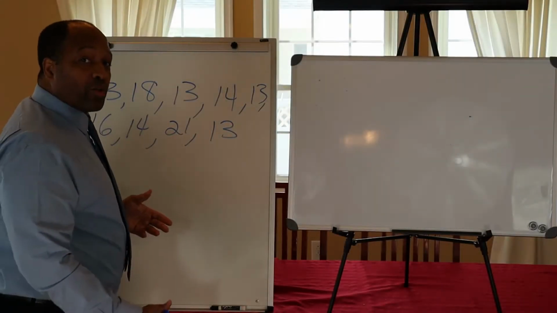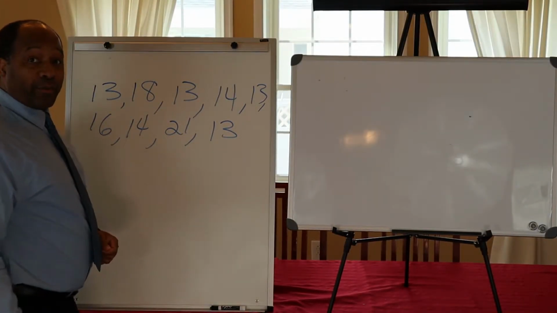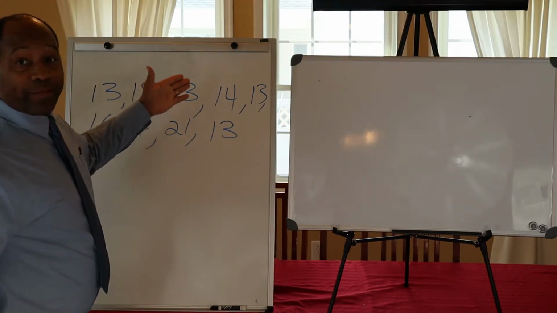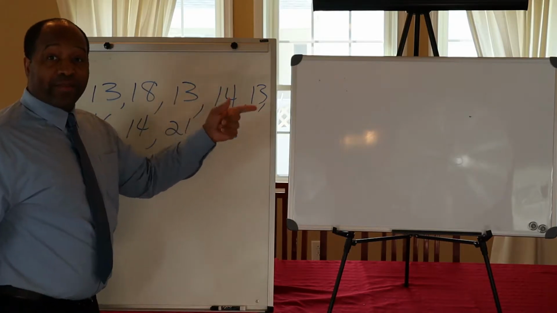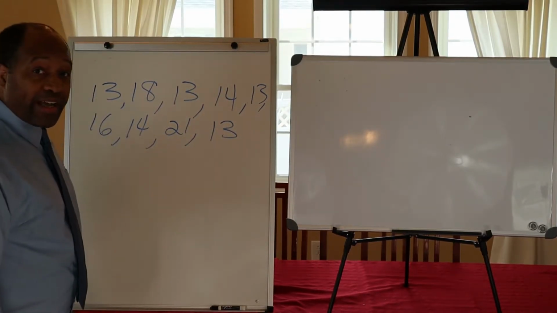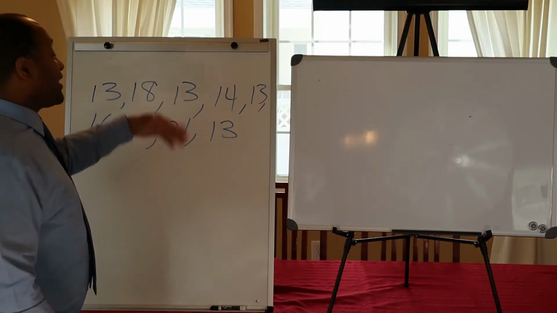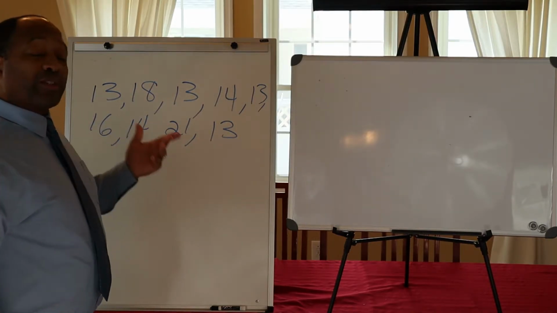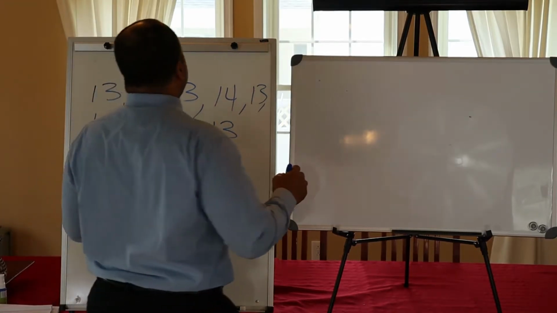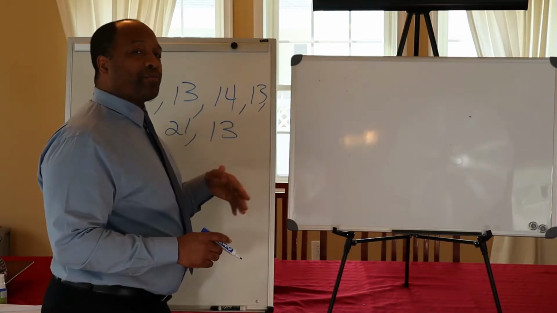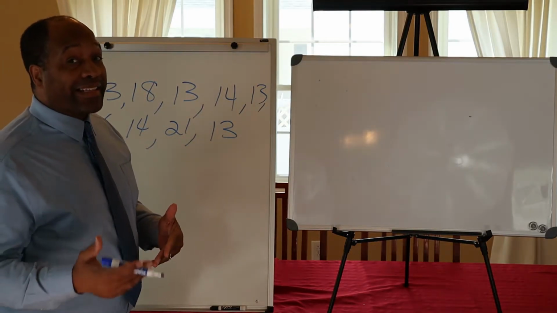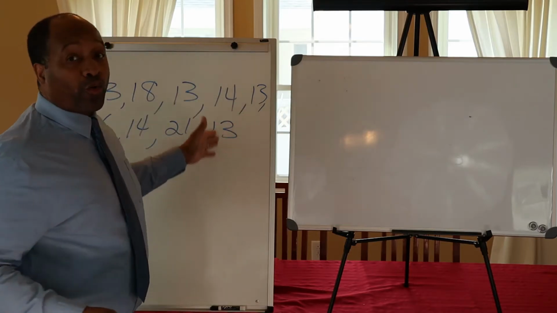All right, now we're looking at different sets of numbers, different problems. We're looking at 13, 18, 13, 14, 13, 16, 14, 21, and 13. So they're different sets of numbers. Let's see if we can calculate what our mode is. You don't necessarily have to put them in order, but since we need to figure out what the median is later on, let's reorder this.